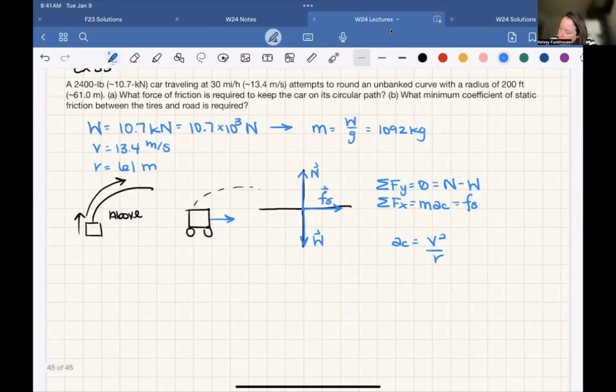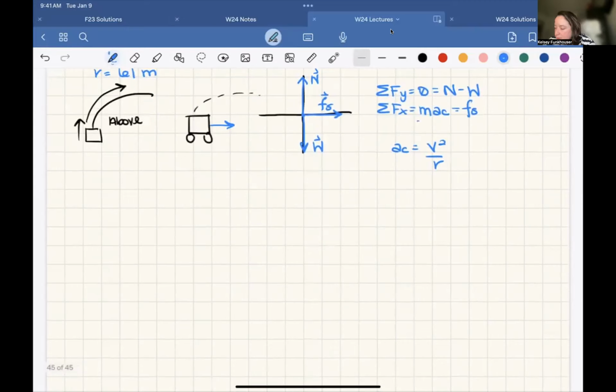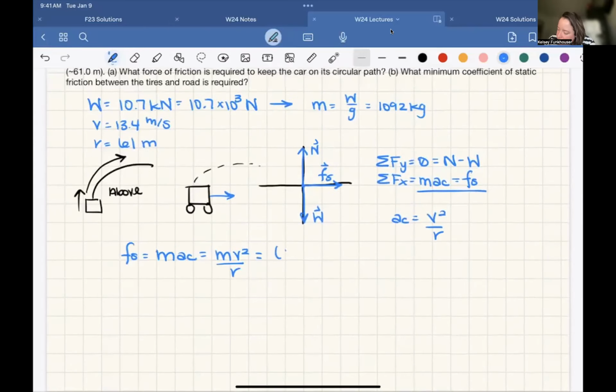Okay, so for the first part, it asks just what the force is, and we have an equation right here. The force of static friction is mass times centripetal acceleration, which is mv squared over r. Let's just calculate that. Good thing we found what the mass was. 1,092 kilograms times 13.4 meters per second, squared, divided by 61 meters. That gives us a frictional force of, rounding a little bit, 3,210 newtons for the static friction force.